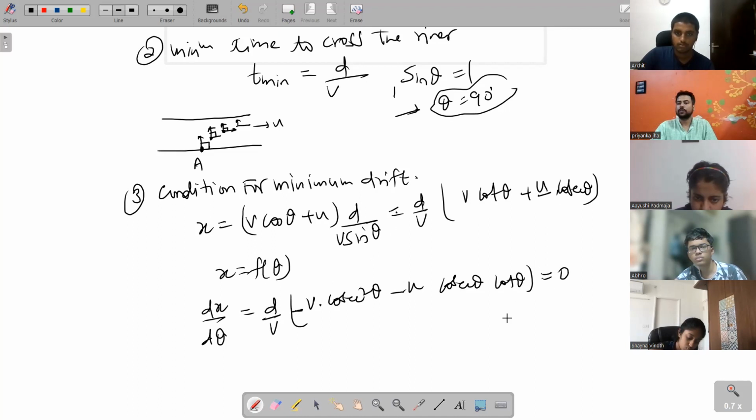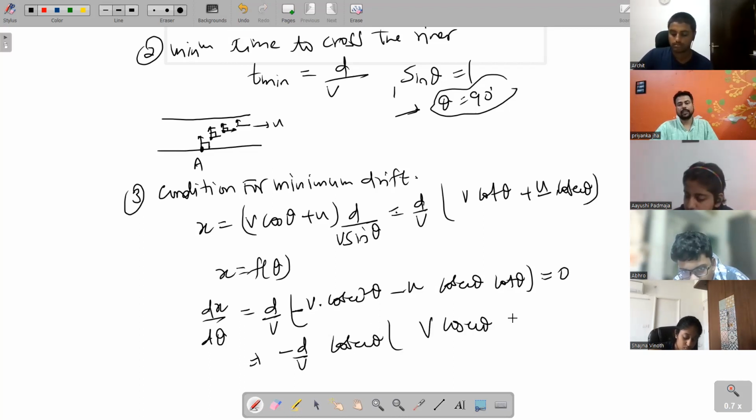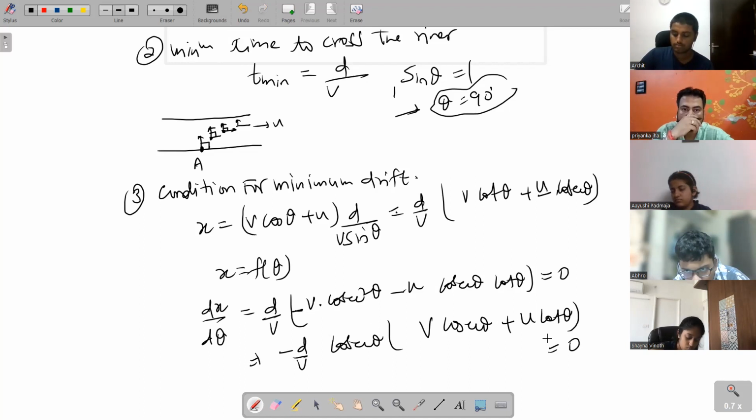And now we'll equate it to 0. First we'll differentiate it, then we'll equate it to 0. So we take minus out. So this will become minus d upon v. We also take cosec theta out. So this is v cosec theta plus u cot theta. That is equal to 0.